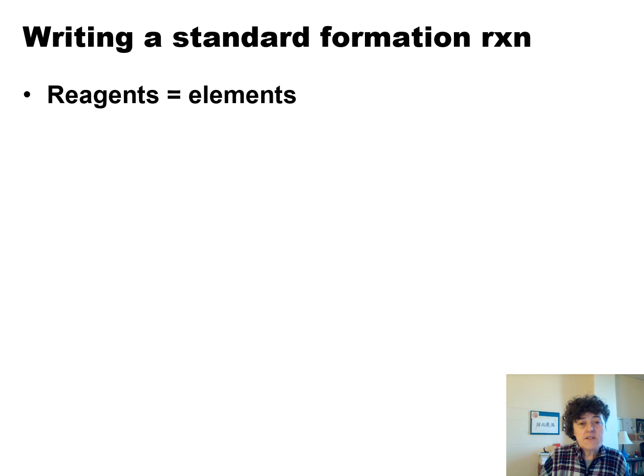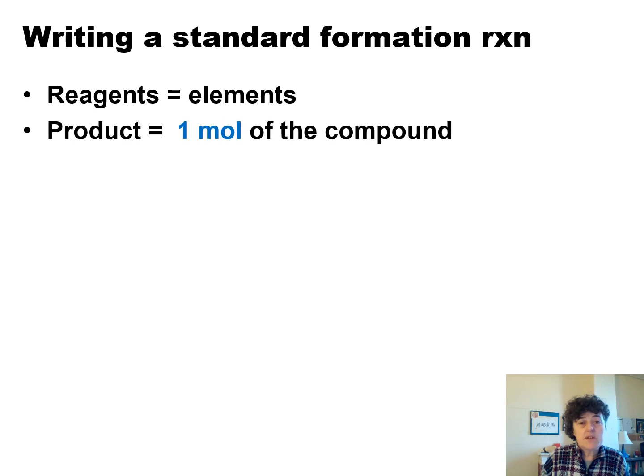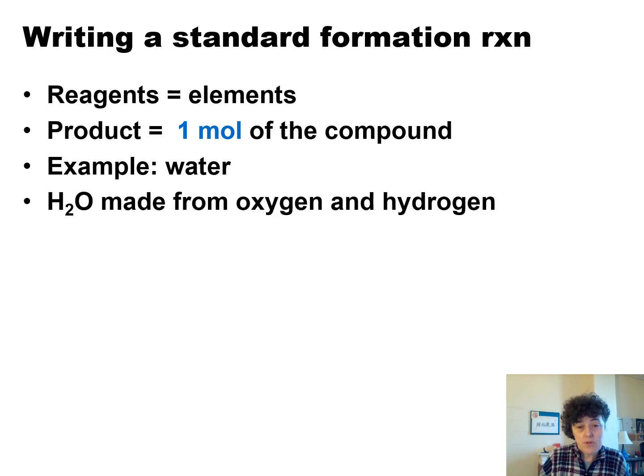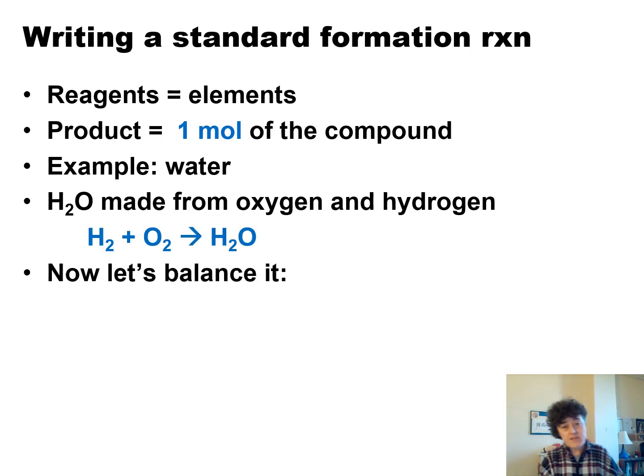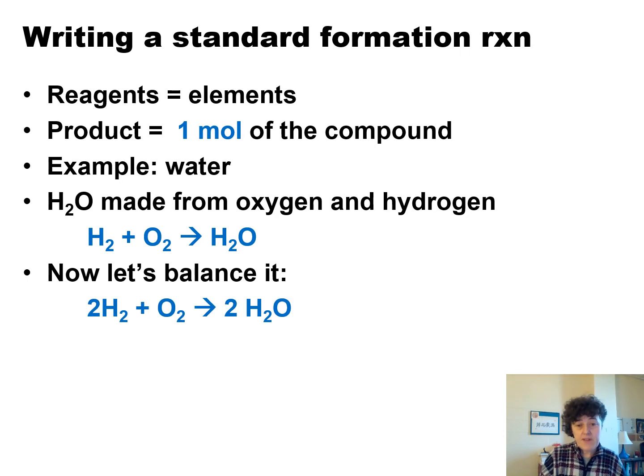When you write a standard formation reaction, the reagents should be only elements. The product should be 1 mole of the compound. So for example, the formation reaction for water is made of oxygen and hydrogen, right? So I write this, then I try to balance it and I write that. But that doesn't work because I have 2 moles of water and I need to write this so it's 1 mole of water.